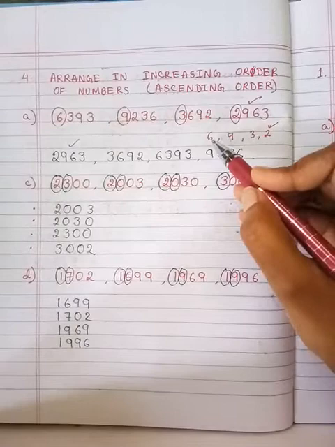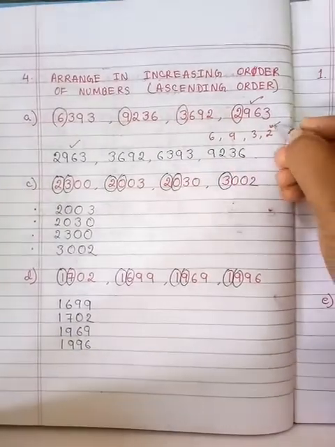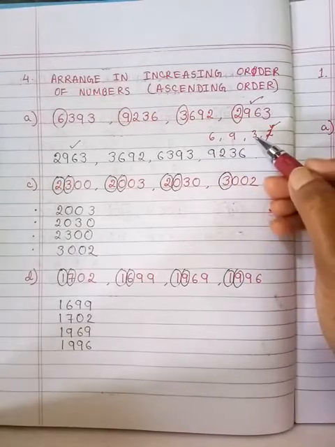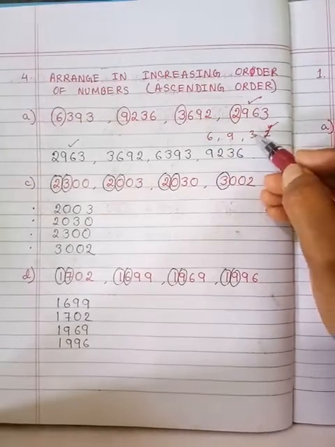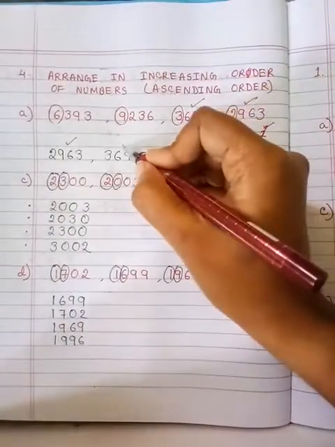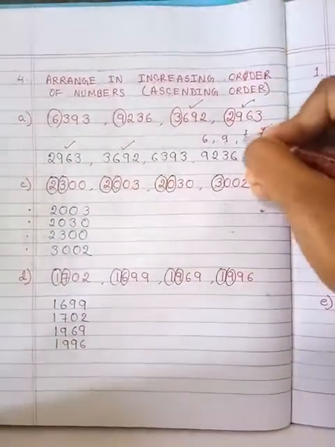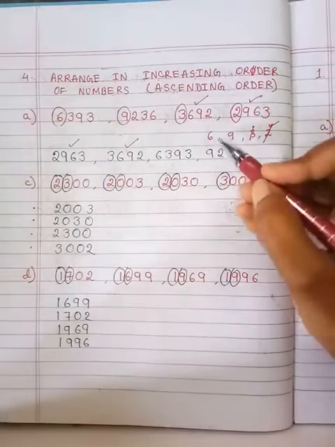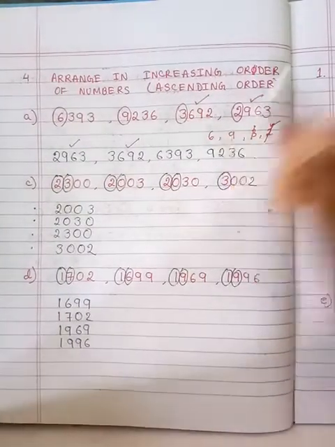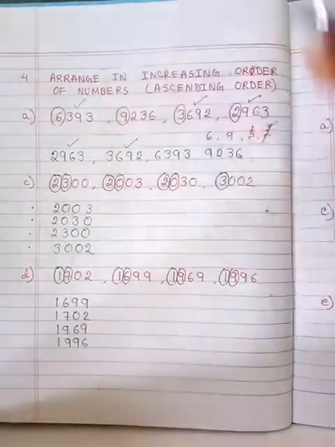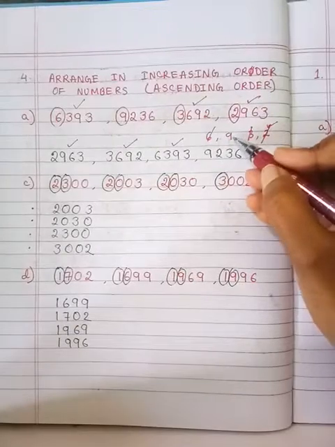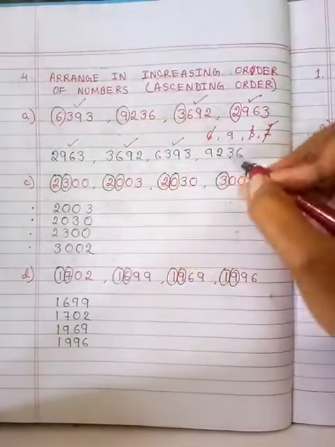Now you have only 6, 9, 3. This number you have already written. Among 6, 9, 3, which one is smallest? 3 is smallest. Now 3 belongs to this number. Write down 3, 6, 9, 2. Now between 6 and 9, which one is smallest? 6 is smallest. Write down 6, 3, 9, 3. Next number is 9, 2, 3, 6. Write down.